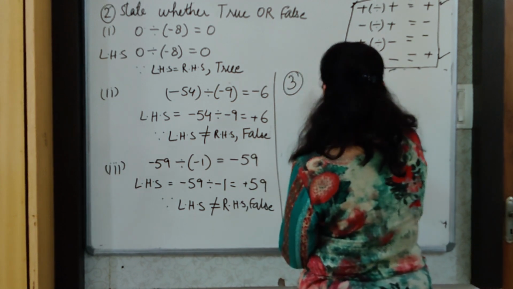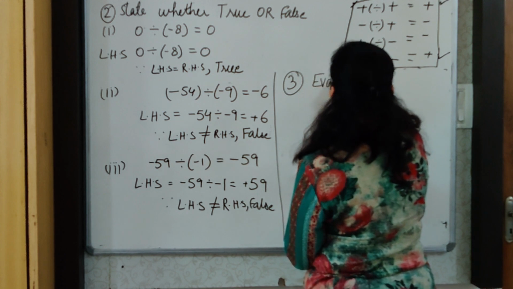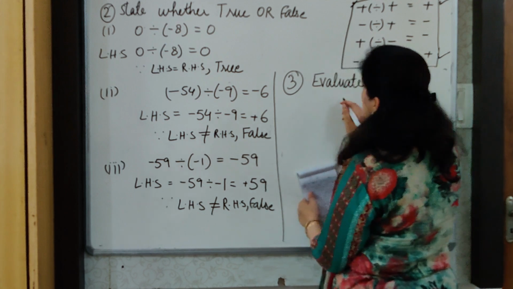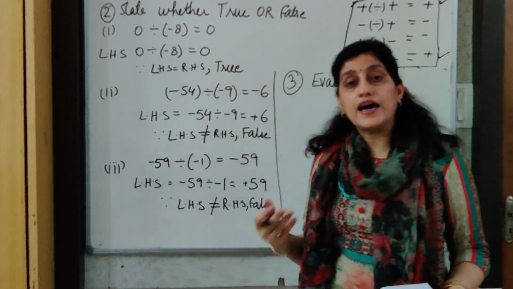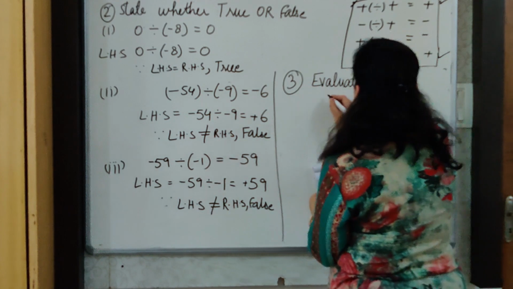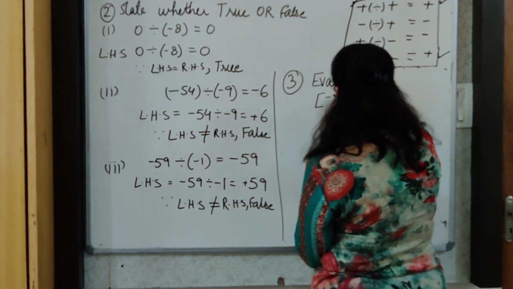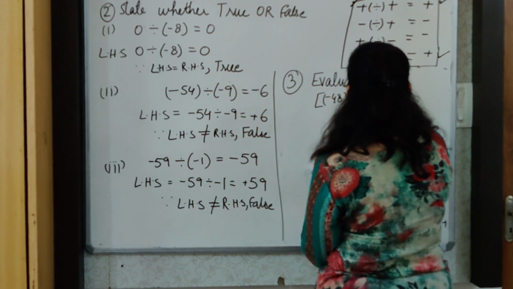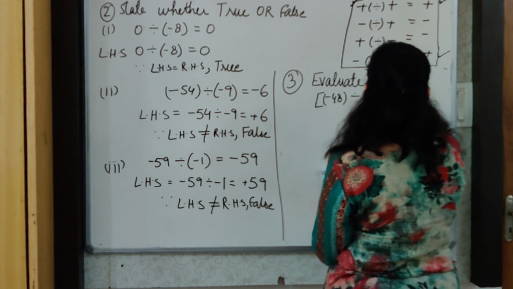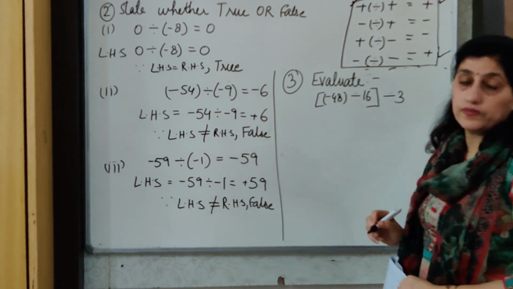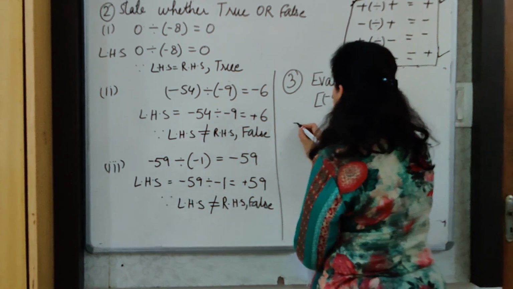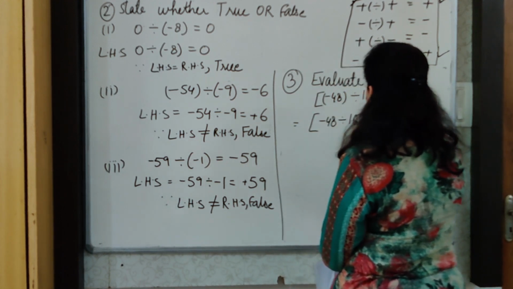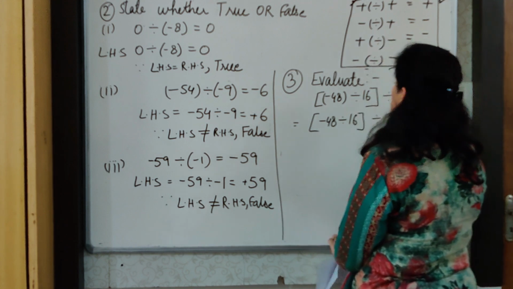One more question I am taking says evaluate. Now the word evaluate has the word value in it, it means to find out the value. So we have to evaluate this question, which is [minus 48 divided by 16] divided by 3. Following BODMAS, first we will begin with minus 48 divided by 16 bracket, divided by 3.